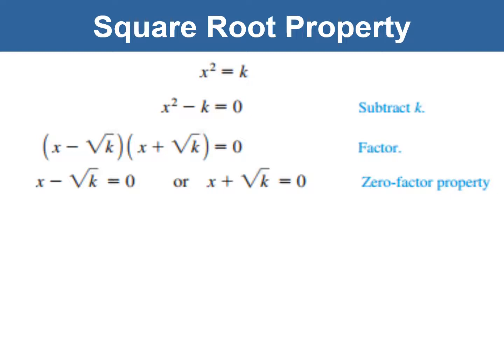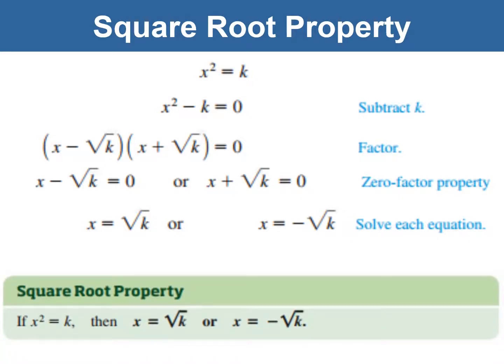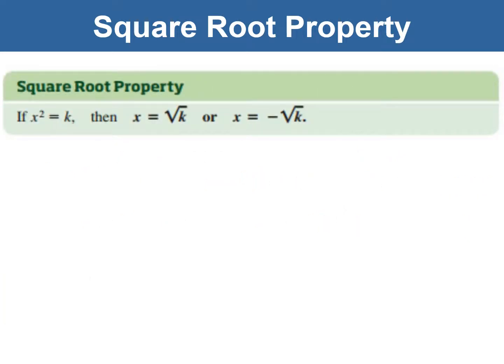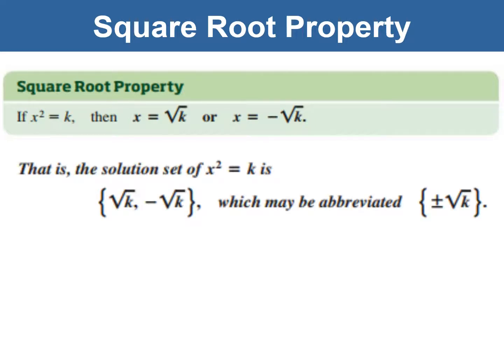And so I have x minus the square root of k is equal to 0, or x plus the square root of k is equal to 0. And solving, I get x is equal to the square root of k, or x is equal to minus the square root of k. So we just proved that x squared equal to k gives x equal to plus or minus the square root of k. That is the square root property. So we say that the solution set of x squared is equal to k is the square root of k or negative the square root of k. And we abbreviate that with the plus or minus symbol here: plus or minus the square root of k.